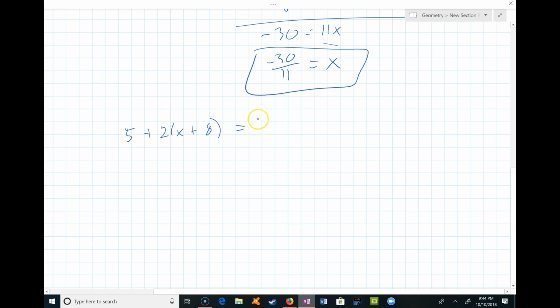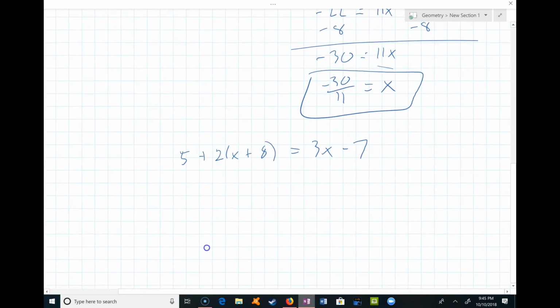Like you could have something like this where you have 5 plus 2 times x plus 8 is equal to 3x minus 7 or whatever. Okay, so in this case, again, there's no simplifying to do to the right side of this equation, but the left side I can. So I'll leave the 5 alone, and I'm going to distribute the 2 first. So that'd be 2x plus 16 equals 3x minus 7, right?